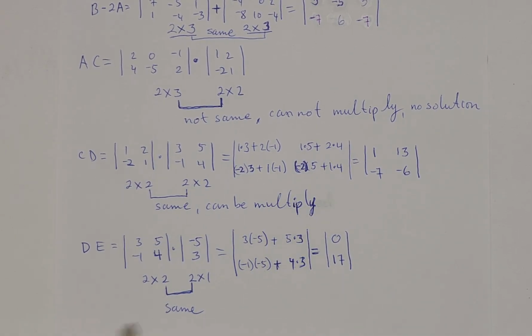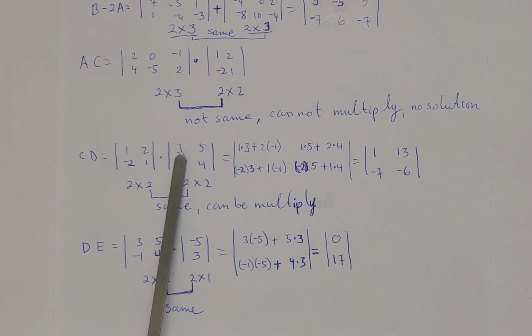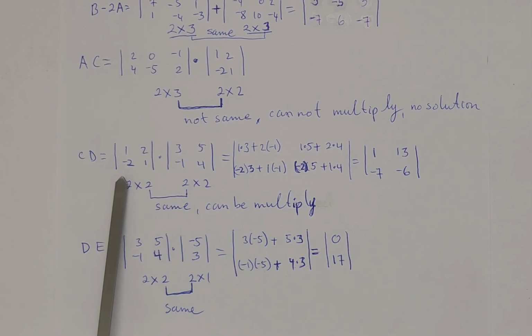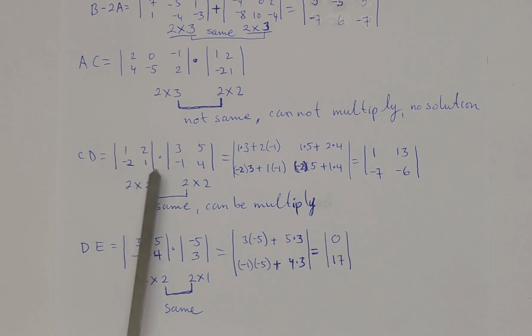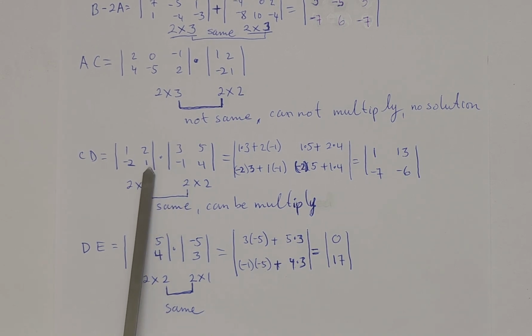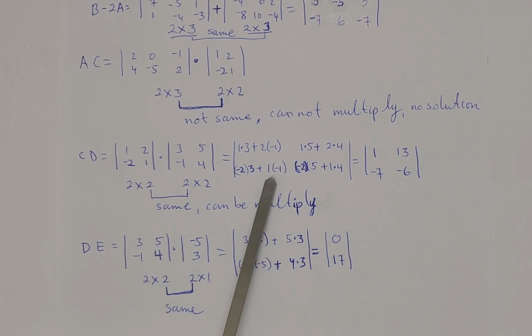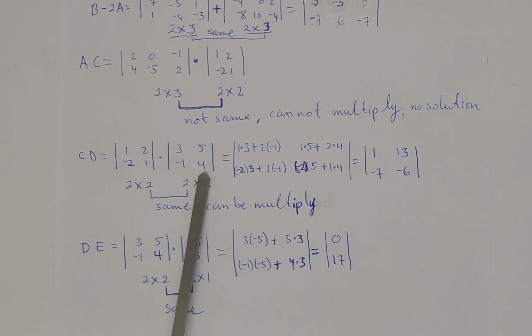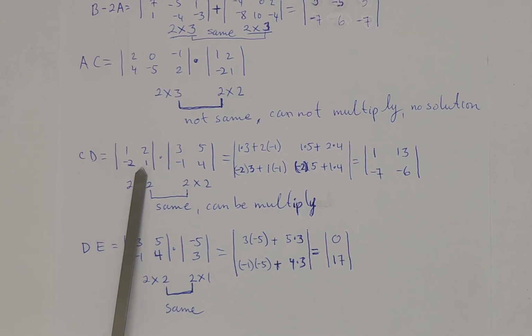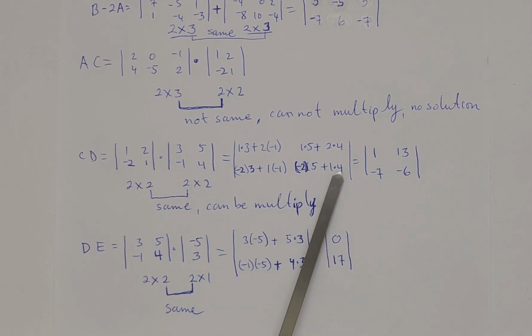And repeat the same procedure with the next row and next column. So second row, first column, which is here. So -2 times 3 right here, plus -1 times -1, which is here. Okay? And then second row, second column, so -2 times 5, which is here. -1 times 4, which is here. Okay? So be very, very careful.